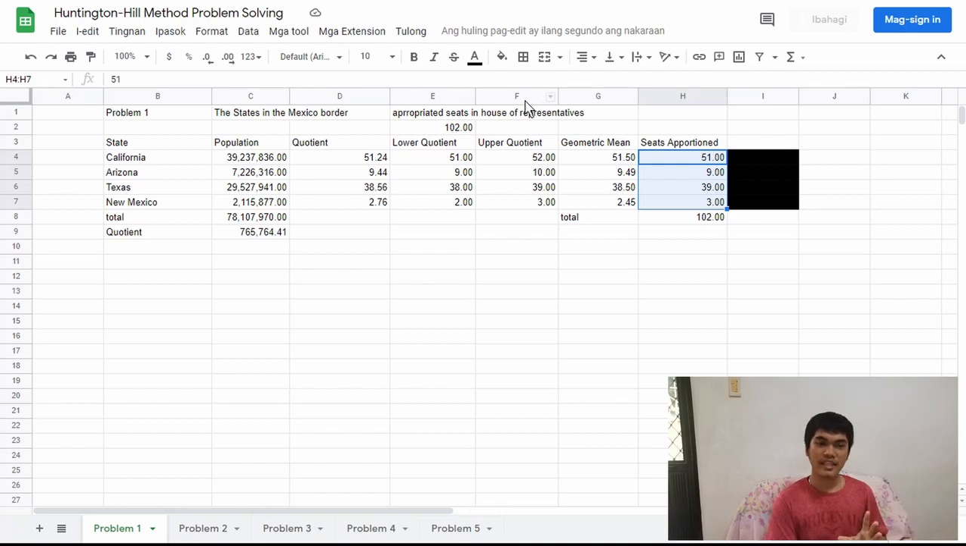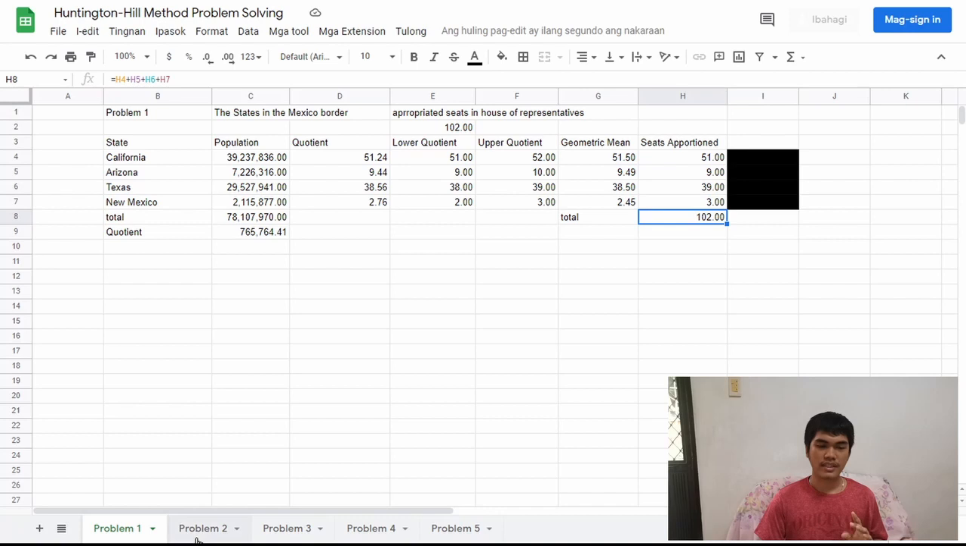So interestingly, in Texas, they gained a seat. The same idea applies here, that the quotient is higher than the geometric mean. And the same situation in New Mexico, they gained another seat from 2 to 3. So if you total that, you can check it. If it is correct, you will get the total appropriated seats, which is 102.